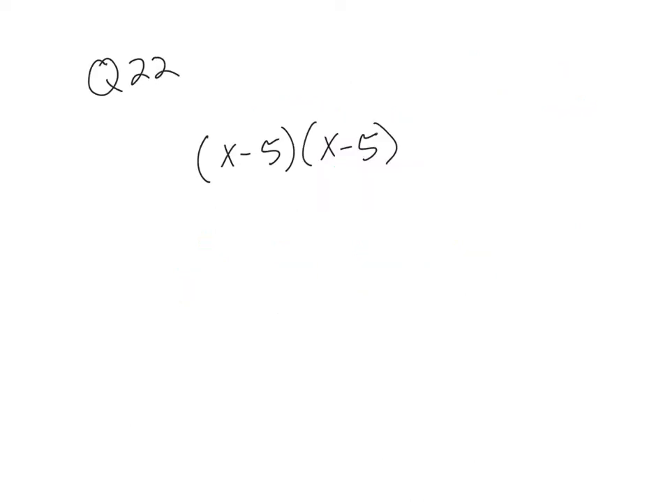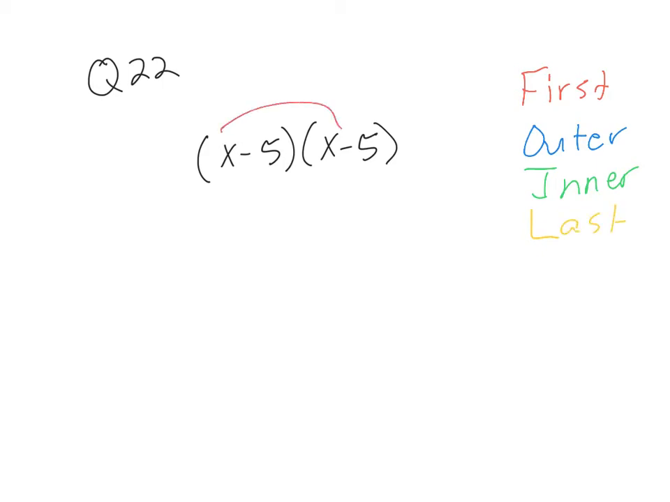We're going to do the same thing here. Remember, first, outer, inner, and last. So first is x times x, which is x squared. Outer, x times negative 5. Oh, sorry, x times negative 5 is negative 5x.